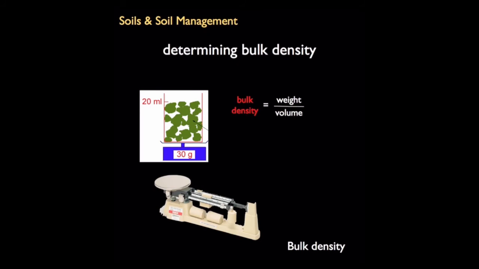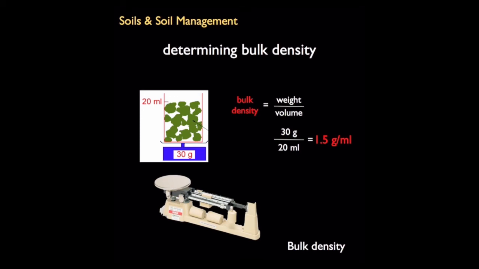Determining bulk density is quite simple. Oven-dried soil has no free water in it, so the macro and micropores are only filled with air. By weighing a known volume of oven-dried soil, you can determine the bulk density. In the example here, a 20 milliliter volume of dry soil weighs 30 grams, so the bulk density is 1.5 grams per milliliter.